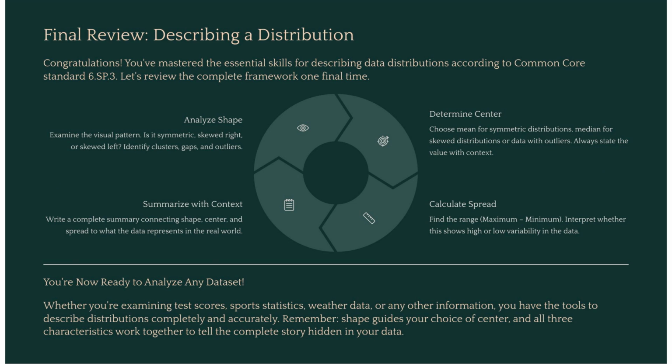To wrap up, when you summarize a data distribution, follow a checklist. First, identify the shape, symmetric or skewed. Second, determine the best measure of center, mean for symmetric, median for skewed. Third, calculate the spread using the range. If you describe all three features in context, you've mastered summarizing data distributions.